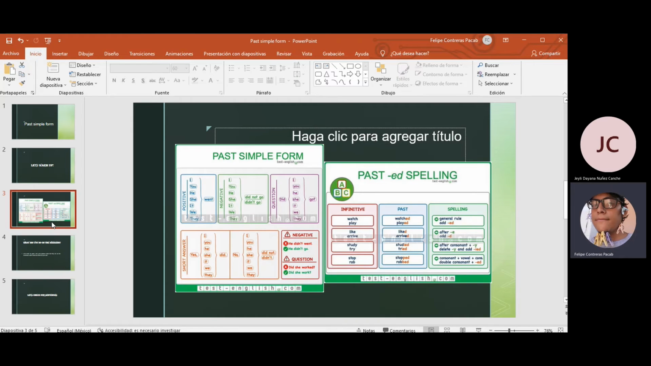One specific rule also to be seen is that when you put did, the verb doesn't get to be in past. It's in normal form, in infinitive. For example, if you put he didn't, you're not going to put he didn't went. You're going to put he didn't go.